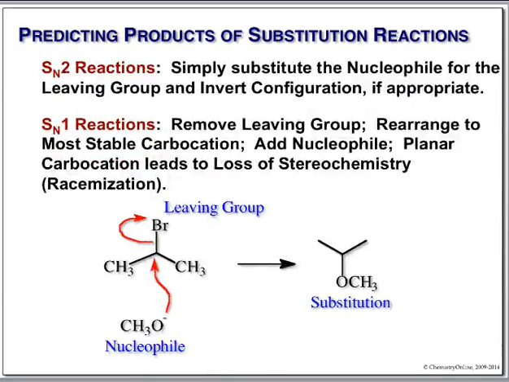For Sn1, we're going to, number 1, remove the leaving group. Number 2, look at our carbocation and ask, do we need to rearrange this? Once we have the most stable carbocation, we simply add the nucleophile. You don't have to worry about stereochemistry because you get a mixture. Any questions?